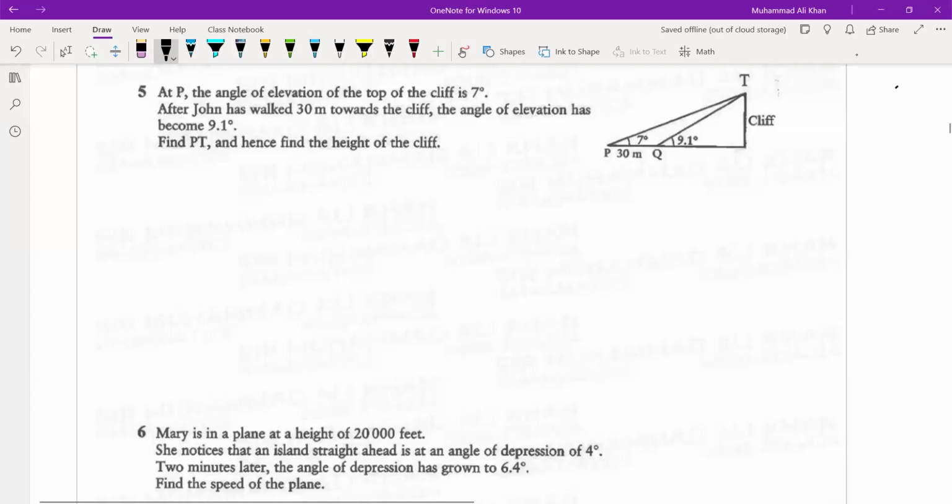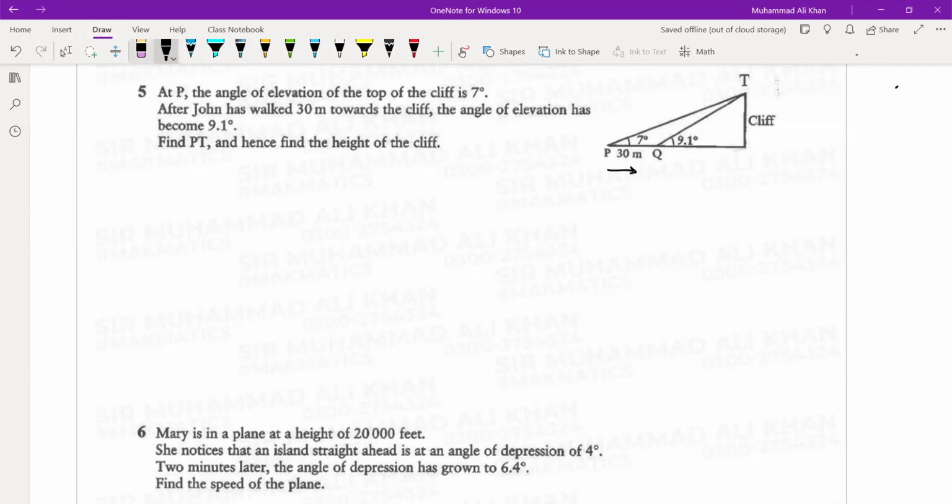Now, guys, question number 5. At P, the angle of elevation of the top of the cliff is 7. What is angle of elevation? नीचे से ऊपर की तरफ जब देख रहे हैं जो एंगल बन रहा है, that is called angle of elevation. After John has walked 30 meter toward the cliff, the angle of elevation is now 9.1. Find PT and find the height of the cliff.